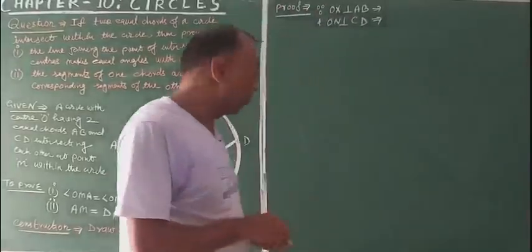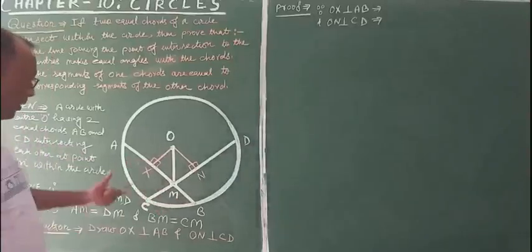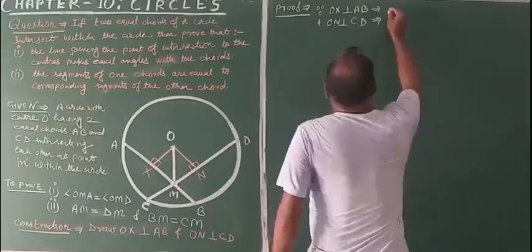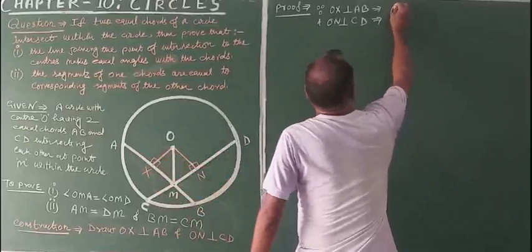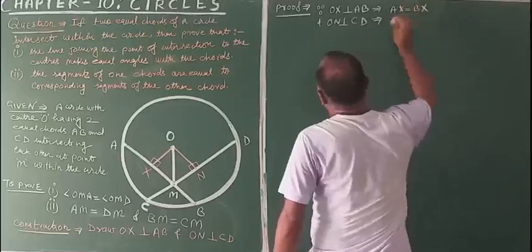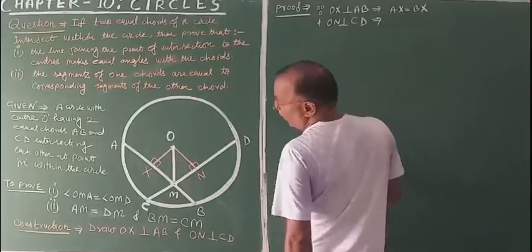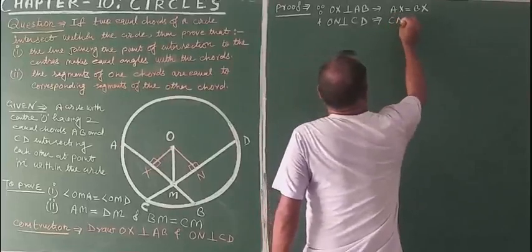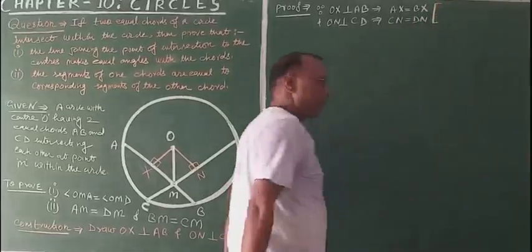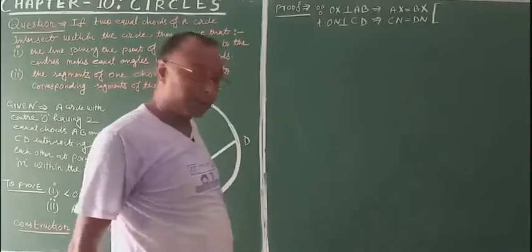Now just look at the proof. Since OX is perpendicular to AB, therefore AX will be equal to BX, and since ON is perpendicular to CD, therefore CN is equal to DN, because there is a theorem: the perpendicular from the center of a circle to a chord bisects the chord.